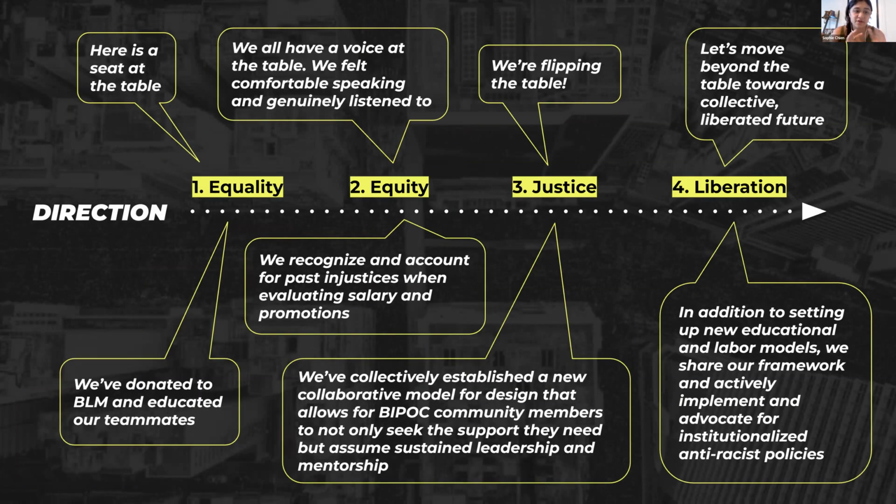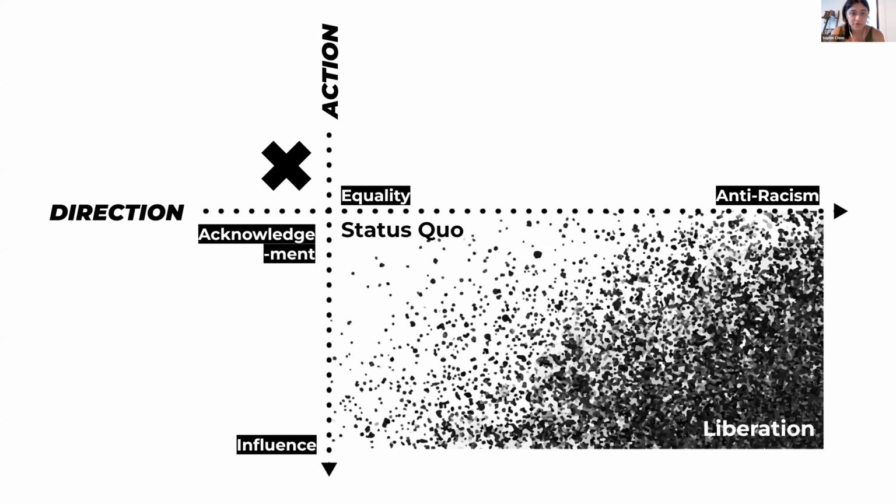And so, yeah, then we have the direction of moving from just a basic equality, very standard, like having everyone have a seat at the table, to what liberation can look like for new educational models and labor, and thinking about what a liberated built environment looks like. So we go from basically understanding the status quo to liberation throughout the index itself.